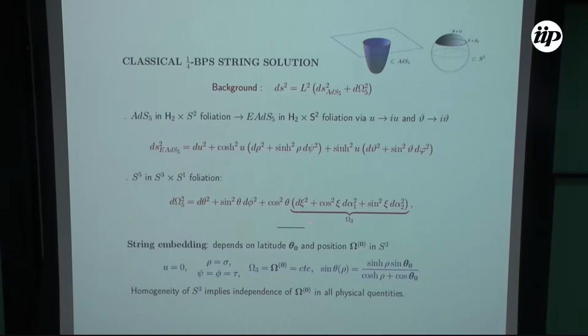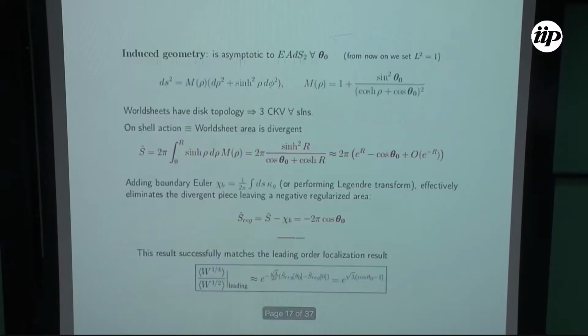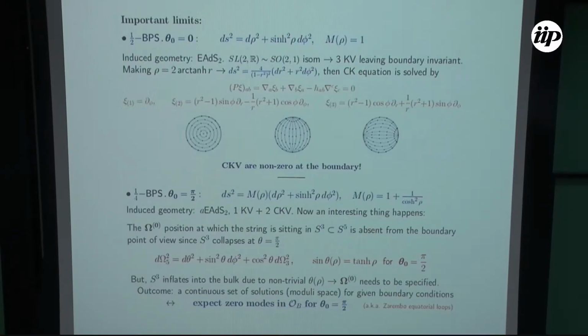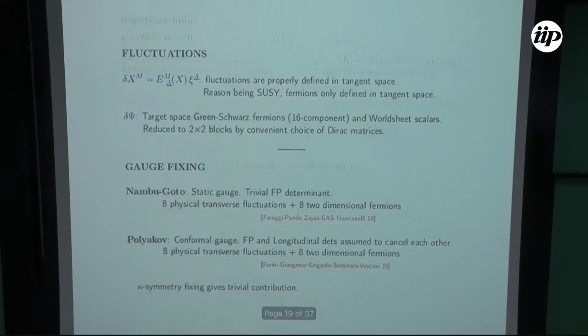The position on the sphere, on the complementary 3-sphere, is absent from the boundary point of view, and this hints to the appearance of additional zero modes for the solution. This is what I'm saying here for the 1/4 BPS, and these exceptional zero modes. Well, this kind of Wilson loops, for which theta is equal to pi over 2, are called equatorial, and Kostya may talk about them, possibly.